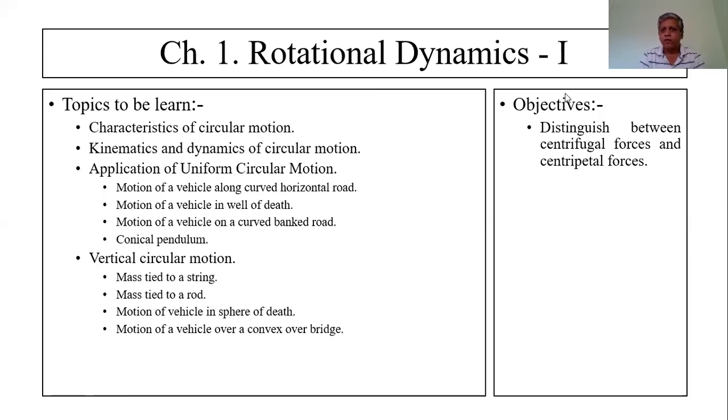In these lectures, we divide rotational dynamics into two parts. In the first part, the topics to be learned are characteristics of circular motion, its kinematics and dynamics, applications of uniform circular motion, and vertical circular motion. These are the main topics to be learned in this chapter. The objectives according to Bloom's are to distinguish between centrifugal force and centripetal force, and also to apply the principle or the theory in our daily life.